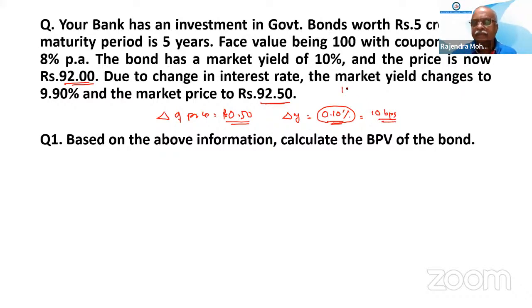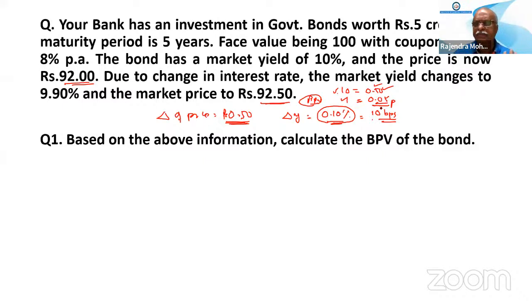That means for 10 BPS, the change in price is 0.50. So BPV is for 1 BPS. If for 10 BPS the change is 0.50, for 1 BPS, how much will it be? Clear or not? You understand this simple thing? For 10 BPS, price change is 50 paisa. So BPV means for 1 BPS, how much is the change? 50 by 10, 0.50 by 10. So it equals 0.05 or 5 paisa or 0.05 rupees. Clear? There is no problem in this.